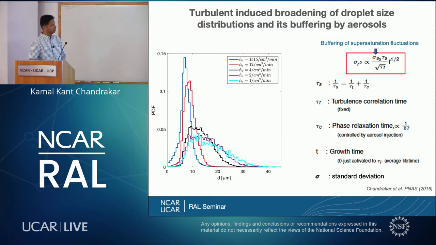This growth time scale, or lifetime of the particle, also plays an important role in the shape of the droplet size distribution, because it varies from a just-activated particle to a particle which has a longer time in the chamber. This growth time scale varies with mean supersaturation, so mean supersaturation also affects the overall shape of the droplet size distribution. The ultimate shape will depend on the relative magnitude of the fluctuation compared to the mean supersaturation.